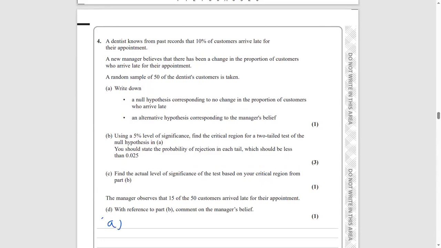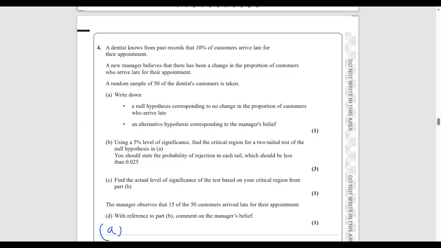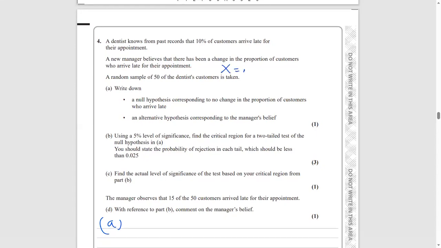Okay, so with this question, this is again a hypothesis testing question, but they're guiding us through this one rather than forcing us to do it on our own. What we've got here is a binomial distribution. I guess that's the first thing to notice. You've got a sample of 50. So let's define X, capital X, to be the number of customers in the sample who arrive late.